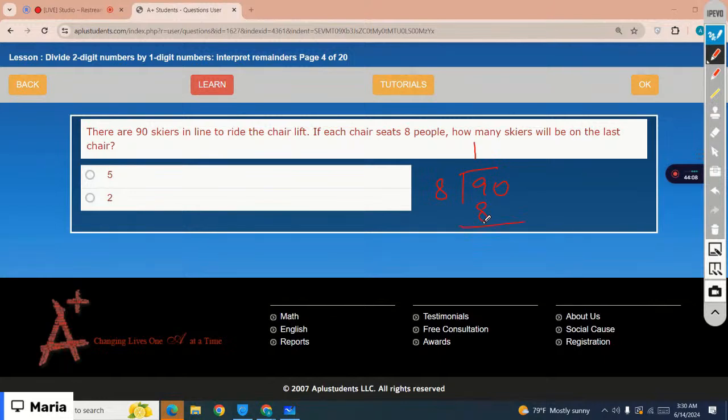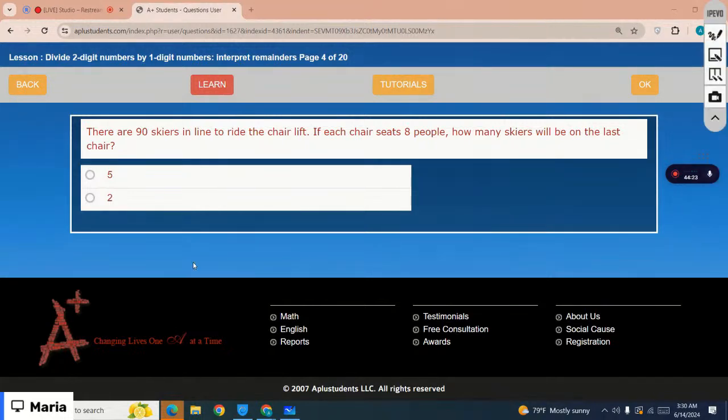Eight times 1 is 8. 9 take away 8 is 1. You have to bring 0 down. So 8 times 1 is 8. You have the remainder, 2. Option number 2, the correct option. The correct option is 2. Option number 2 is the correct option.